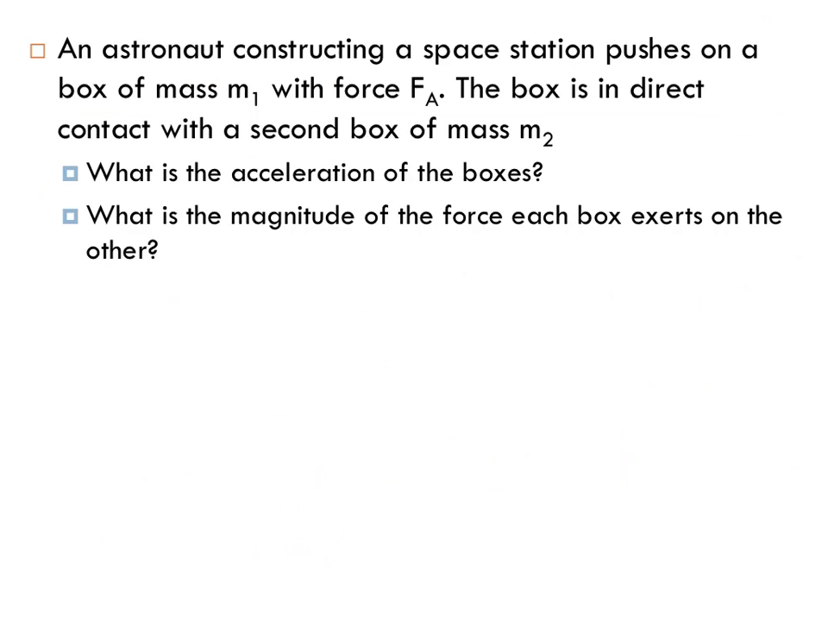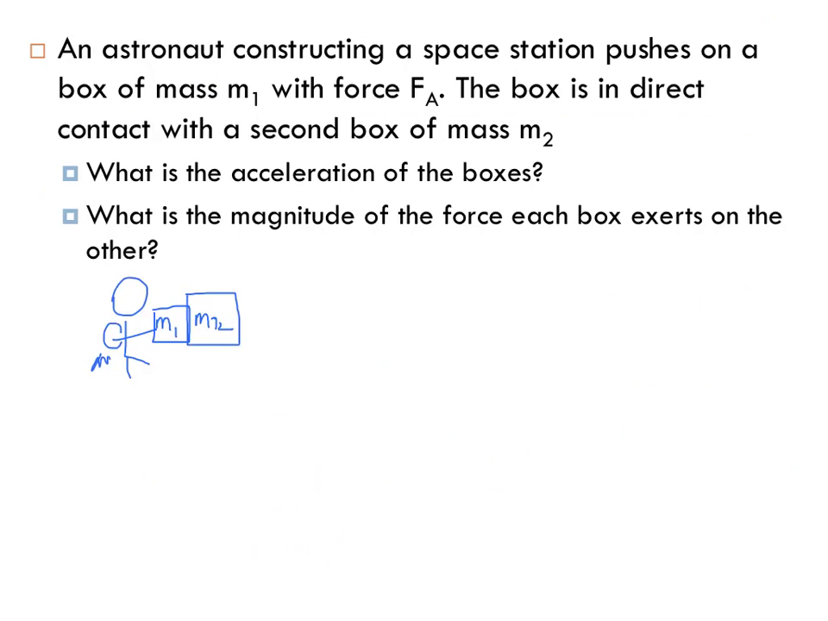It says an astronaut constructing a space station pushes on a box of mass m1 with force Fa. The box is in direct contact with a second box of mass m2. What is the acceleration of the boxes? And what is the magnitude of the force each box exerts on the other? So, always starting with, and here I'm just going to go back and draw a picture of what I think the situation is telling me. So I have my astronaut, and it's pushing on a box of mass 1. This box is in direct contact with another box, m2.